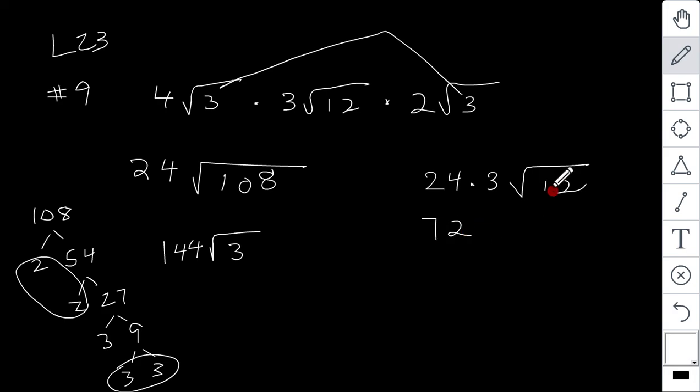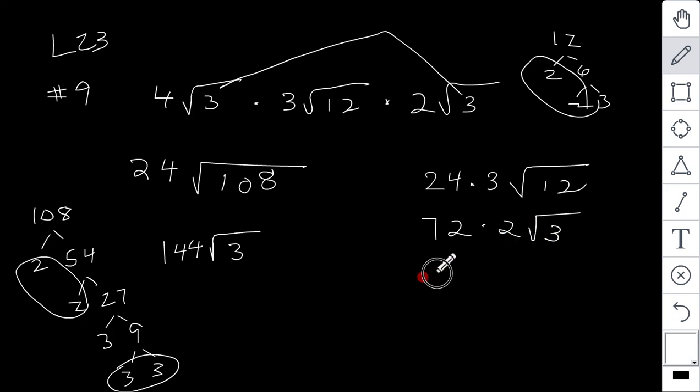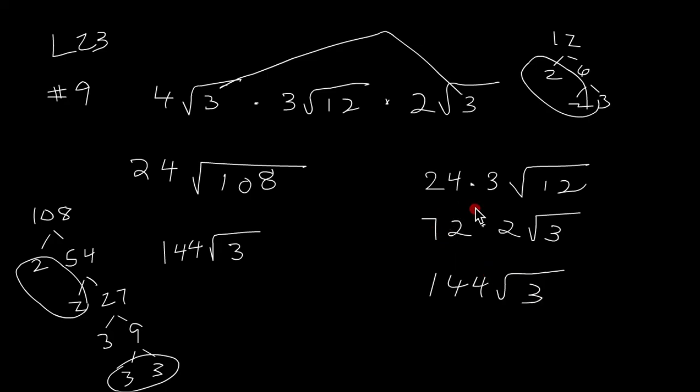And then this, we could do the 12. So 12 would be 2 times 6 and 2 times 3. Right, we're going to take a 2 out. And we get the square root of 3 left underneath, and we get the same answer, 144 square root of 3. So that ends the homework up till Tuesday night at 8 p.m.